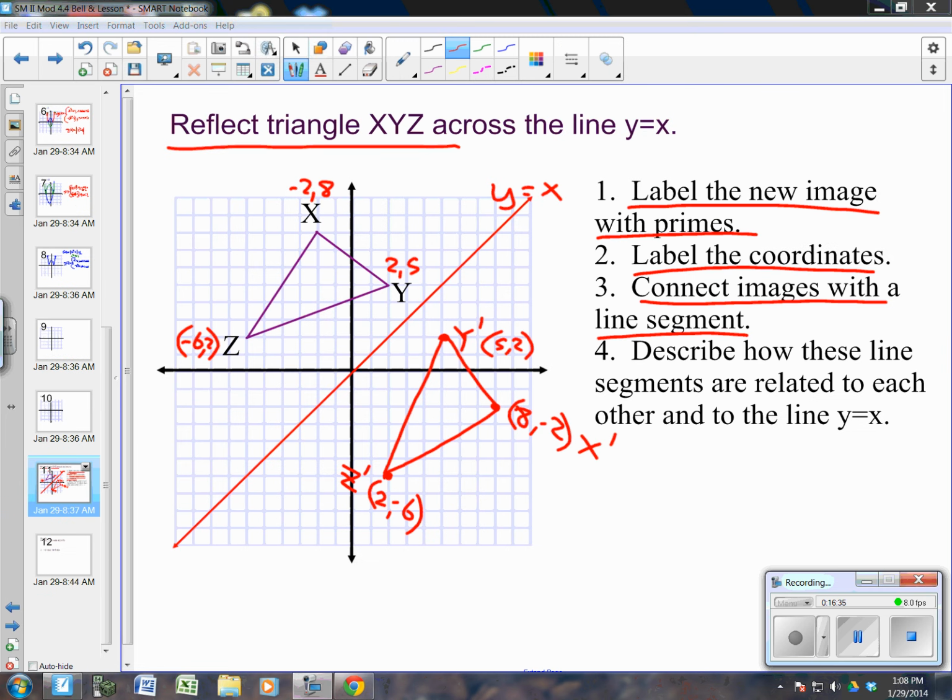Record this again. So if you're going to watch this again at home, all I'm going to do is just show it to you right there so you can see it. Just switch the x and y coordinates, right?